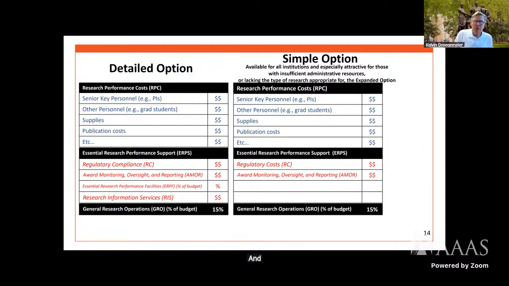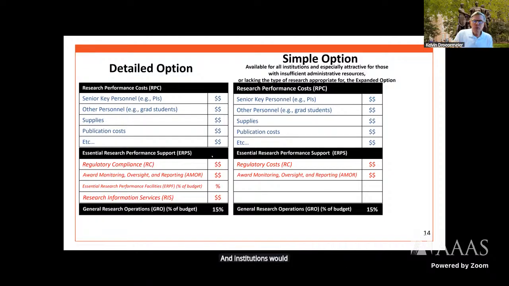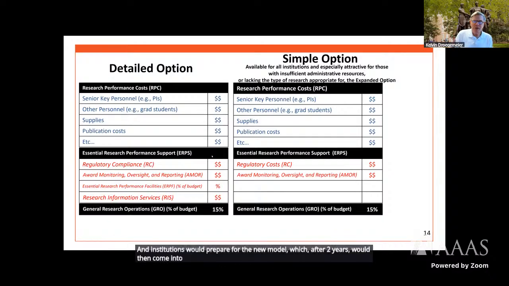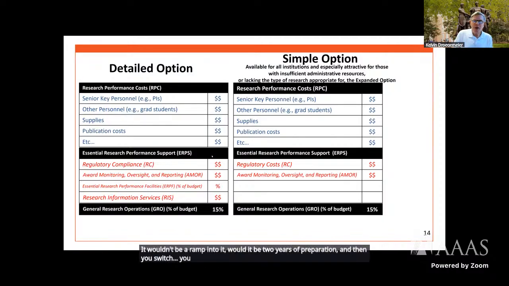And to build off of the point that was said earlier, we are proposing a 2-year time frame where we would stay with the current model and institutions would prepare for the new model, which after 2 years would then come into existence and come into play. It wouldn't be a ramp into it. It would be 2 years of preparation, and then you flip the switch and the new model becomes active.